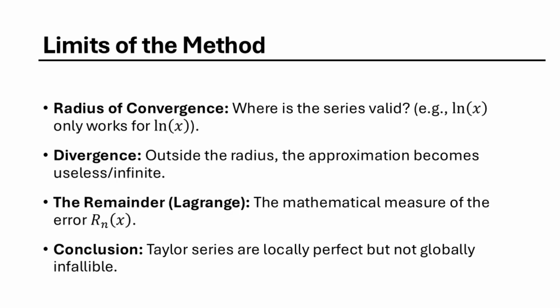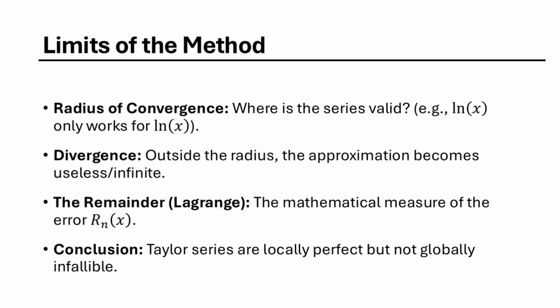The catch: convergence and limits. However, we have to remember, a Taylor polynomial is a local approximation. This brings us to the radius of convergence. Our ln of x series, for instance, only works between 0 and 2. If you try to calculate ln of 500 using this center point, the result will completely diverge, it'll be totally wrong. To prove exactly how accurate we are, we use the Lagrange remainder.